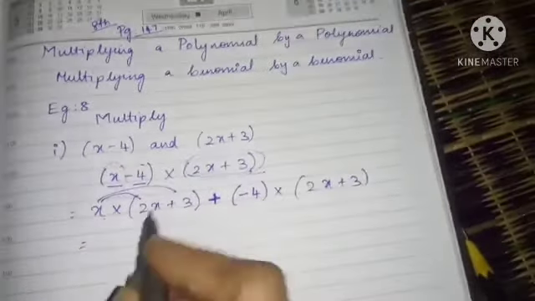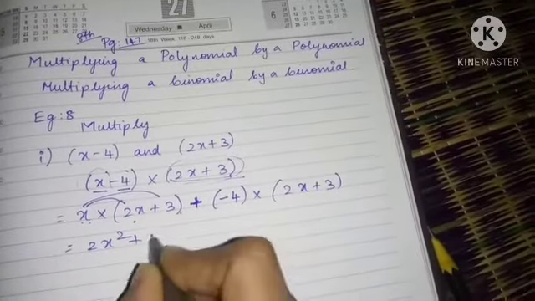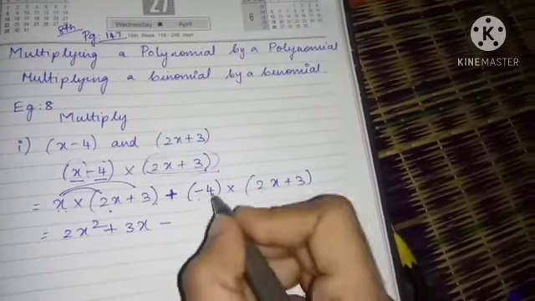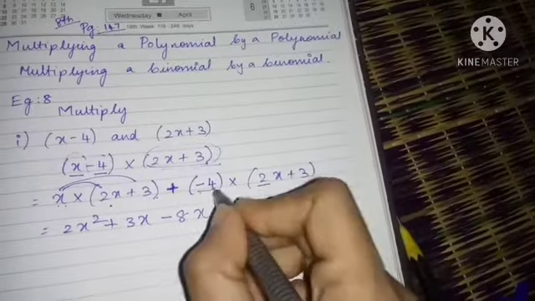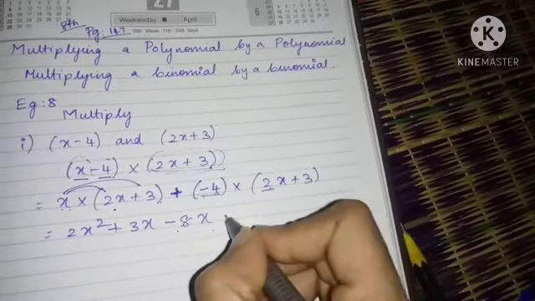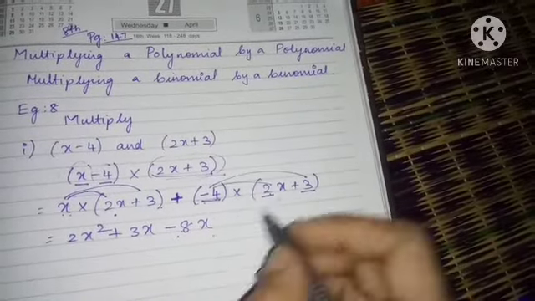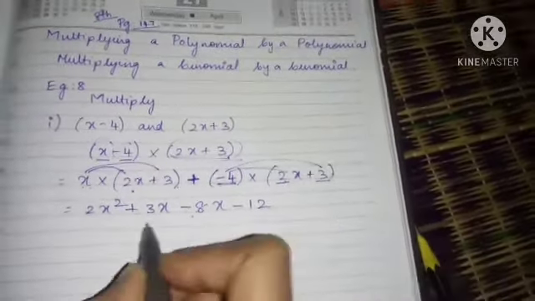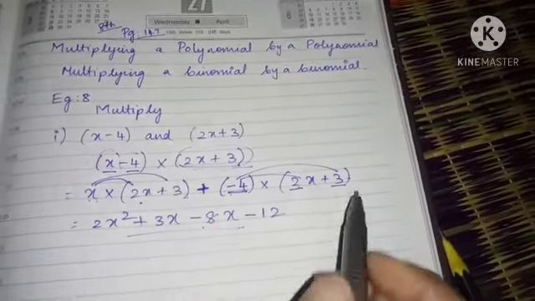x into 2x, 2x square, plus x into 3, 3x. Minus 4 into 2x, minus 8x, because 4 twos are 8, plus into minus is minus. Then minus 4 into 3, minus 12, because 4 threes are 12, plus into minus is minus. This is the answer you got after multiplying it.